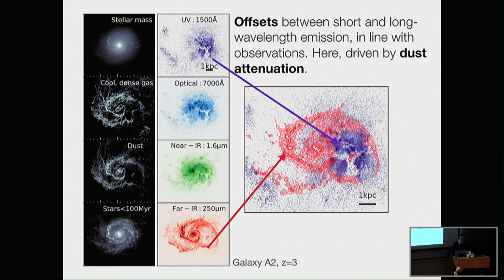So the idea here is to use the simulated multi-wavelength maps to understand physical properties happening within the galaxies that we observe, and also the observational biases that affect how we see them. And one example is offsets between wavelengths of light. So I've plotted here on the right the far infrared emission in red overlaid on the UV emission in purple. And you can see that if you observe this galaxy, you would see some offset between the indicators.